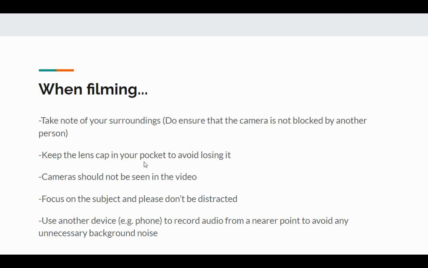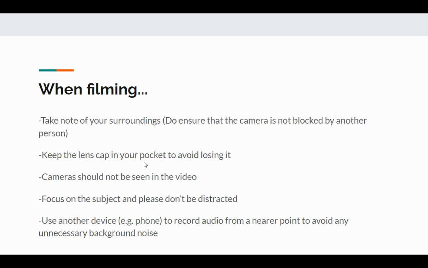And cameras should not be seen in video, so if you have multiple cameras, they should be placed diagonally across each other to ensure that the second camera is not captured in the video that's being captured in the first camera. So, to put it in simple words, the video shouldn't contain a camera or the shadow of another camera.